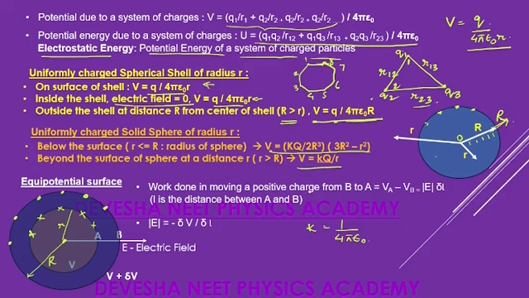Now, work done in moving a positive charge from B to A is VA minus VB. Imagine that the potential on this is V and the potential on this is V plus delta V. What will be the work done in moving a charge from B to A? If I have to move from here to here, then I am actually moving against the electric field. So it means electric field intensity into delta L, where delta L is the distance which I am moving along the radius. This is a very important formula: electric field intensity is equal to minus delta V divided by delta L. This is another formula which you need to remember.